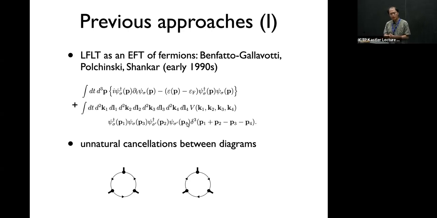Also, another thing that makes this formalism, let's say, in need of something else, is that in this formalism there is an unnatural cancellation between diagrams. So if one computes not the two-point function, for example, but the three-point function, one sees that there are two diagrams that almost cancel each other exactly in the infrared. And that unnatural cancellation survives to the 4-point and 5-point functions and becomes more and more severe. And so something else is probably going on here.